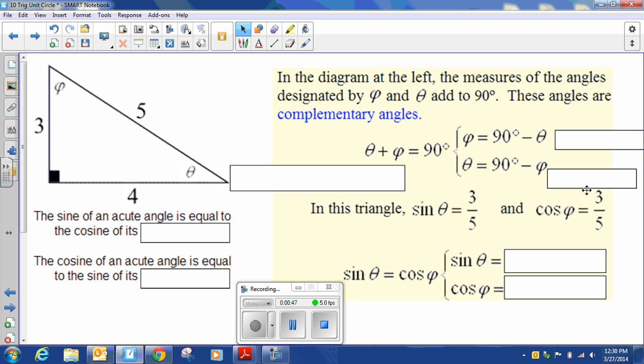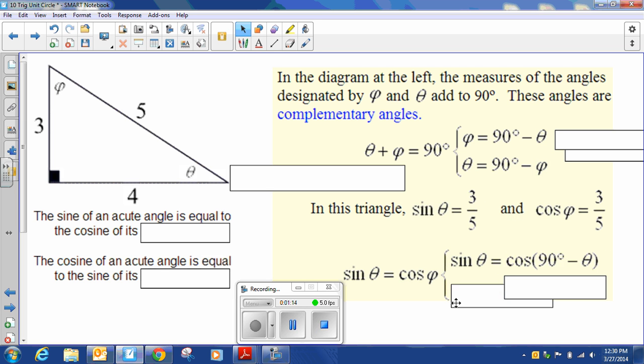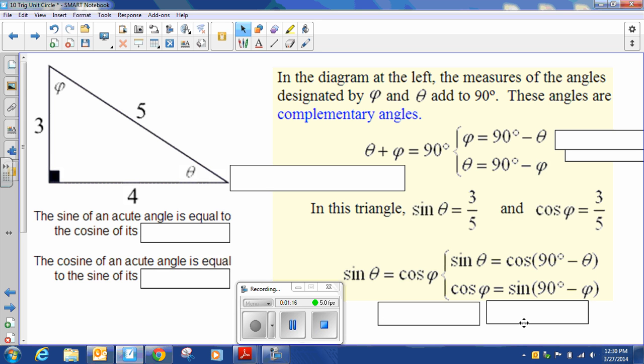Okay? You can also look over here. You can see that sine of theta, we know is opposite over hypotenuse, is 3/5. Cosine of phi is adjacent over hypotenuse, 3/5, which is also 3/5. So as you can see, the sine of theta is exactly equal to the cosine of phi. So from that, we end up with this identity here. Sine of theta equals cosine of 90 degrees minus theta. And cosine of phi equals sine of 90 degrees minus phi.